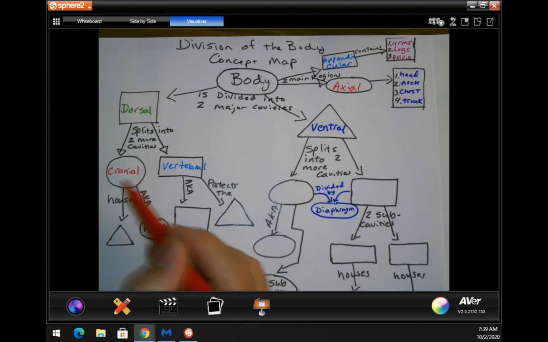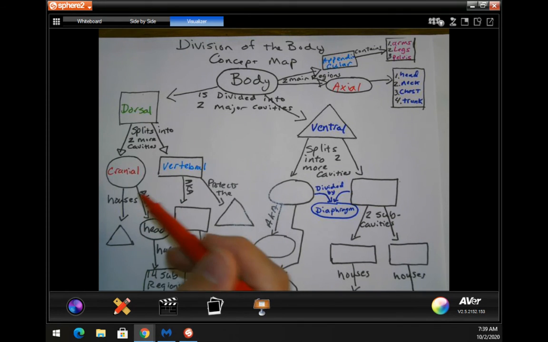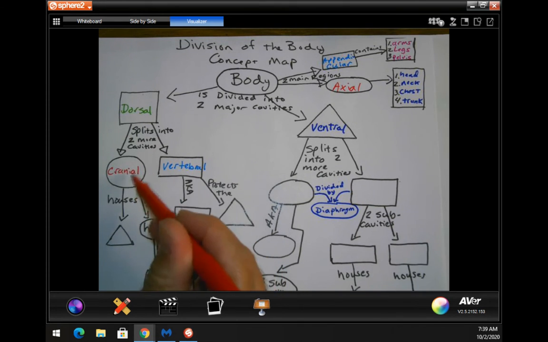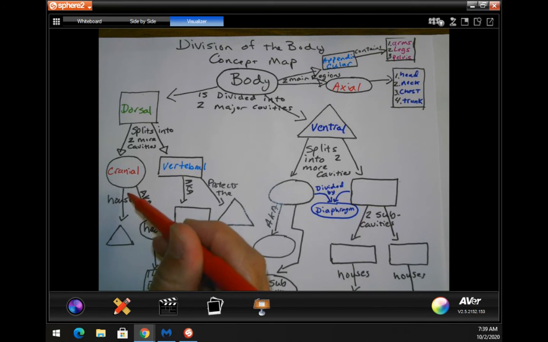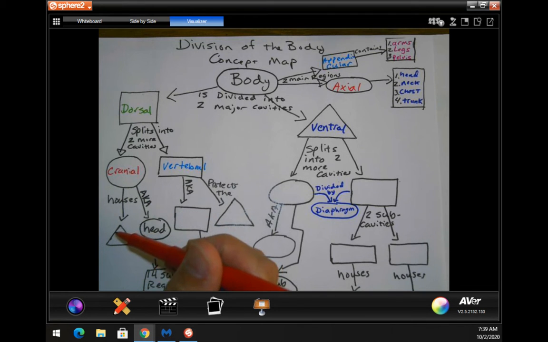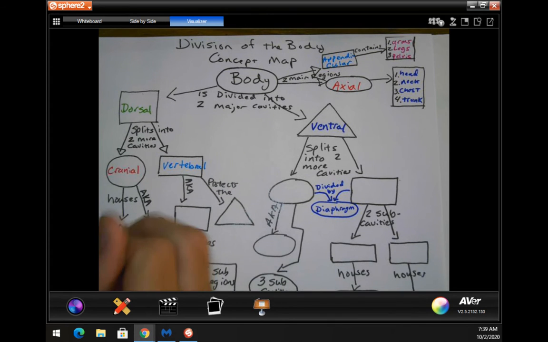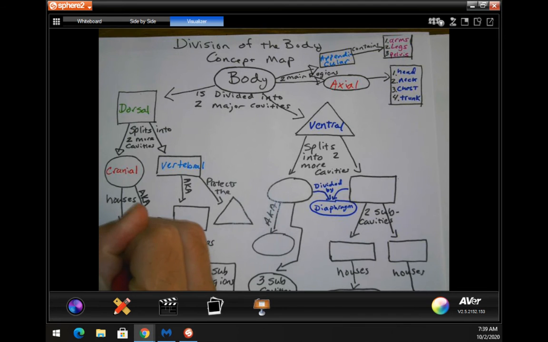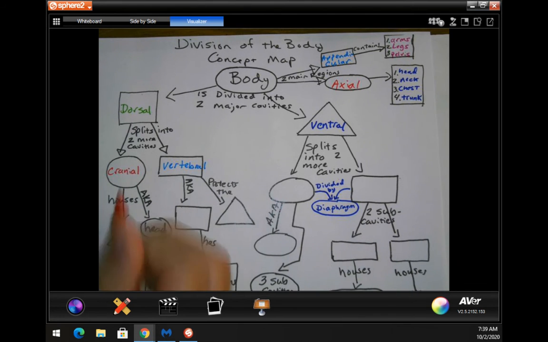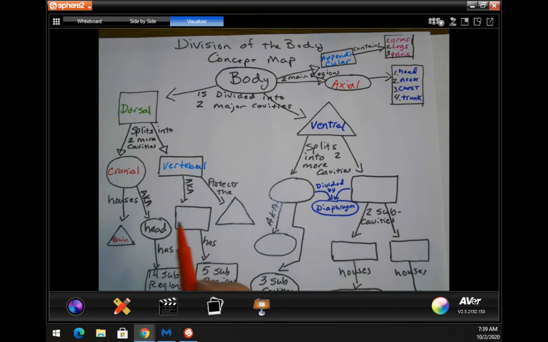Now, your cranial, what's the organ that's found in your cranial? Yeah, the brain. So inside here we have your brain. That's why it houses or holds. I just used house or houses. You could use cranial has the organ, the brain, if you wanted to. It's also known as your head.